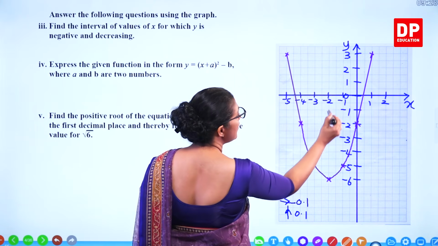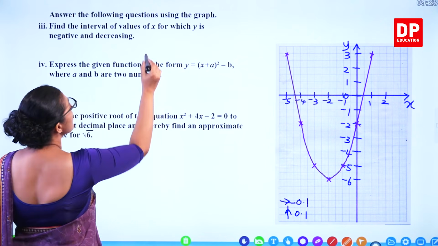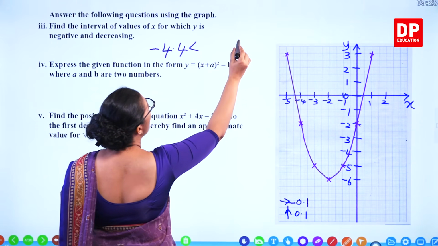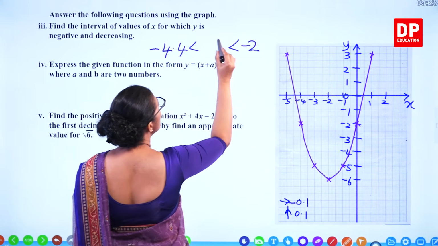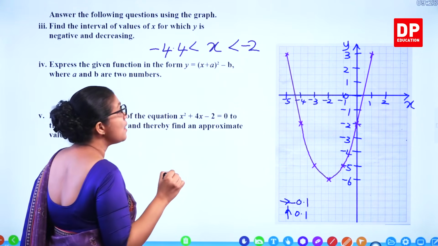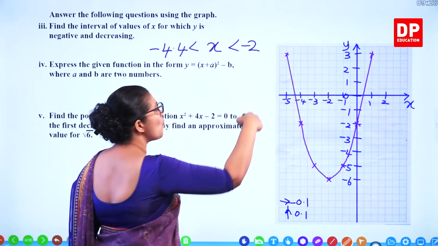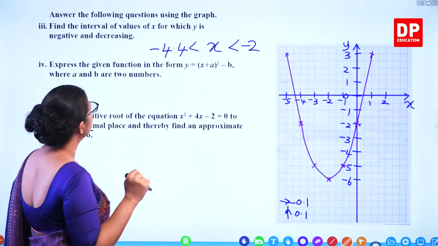So here to here. What's the x value here? Minus 2. So how do you write it down? Minus 4.4 or minus 2. So x is in between minus 4.4 and minus 2. In this interval, y is negative and decreasing.